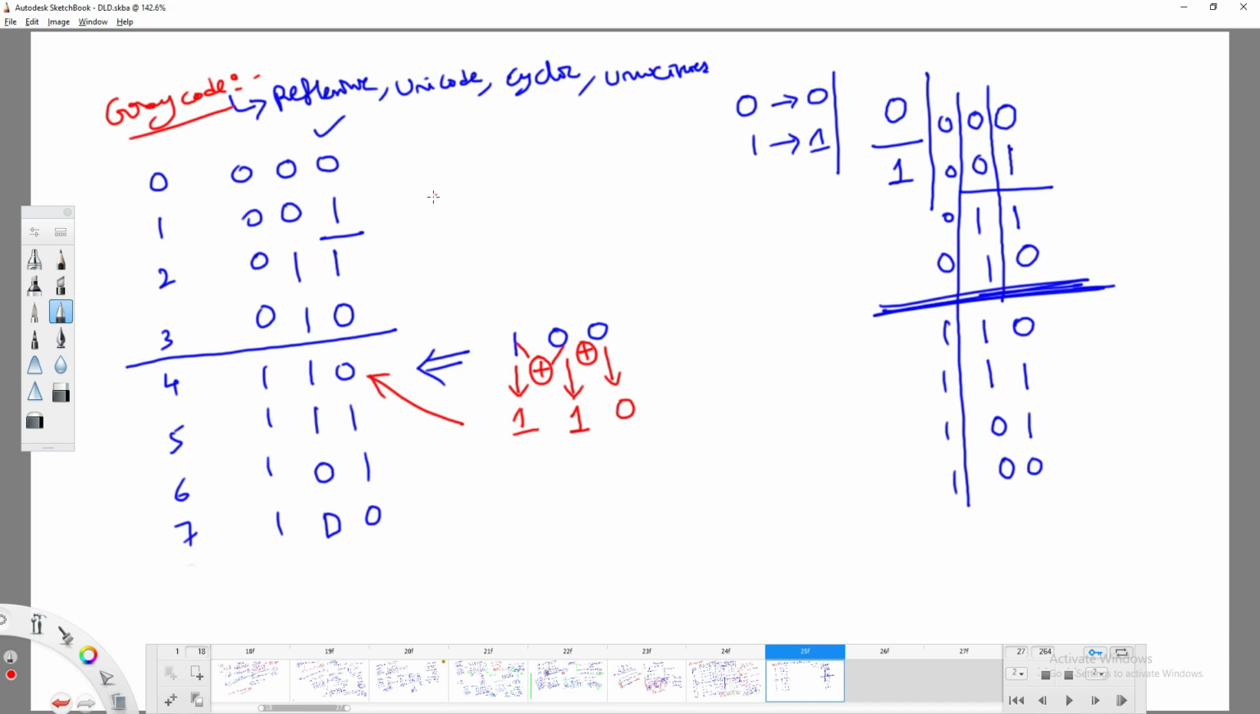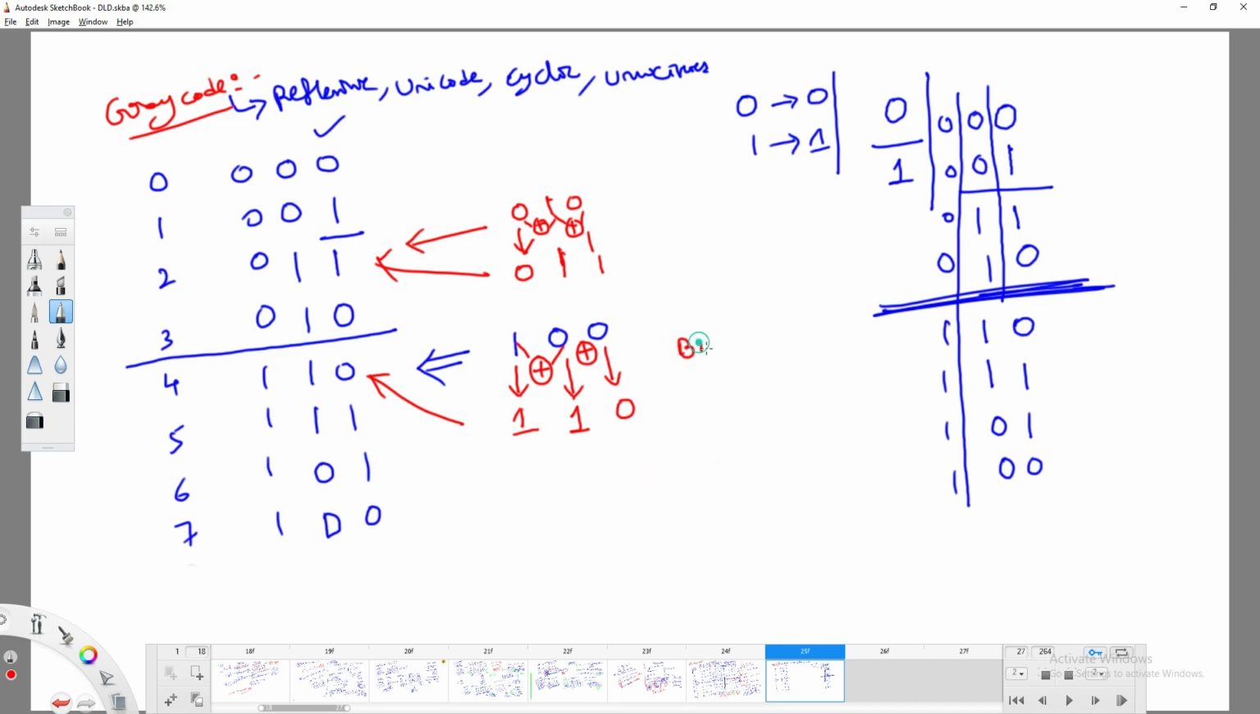Try to take out the value of 2. The value of 2 is 010. Try to perform the XOR operation. How are we going to do this? 0 should be 0 as it is, and 0 should be XOR with 1, that is 1. 1 XOR with 0 is 1. So 011. You got it or not? This is the way you can convert binary to gray code.